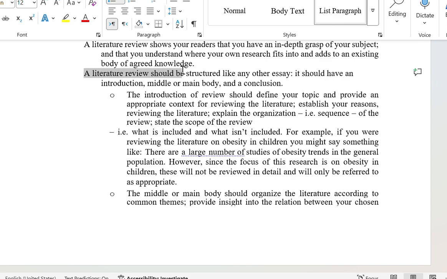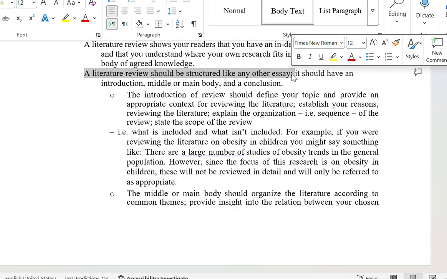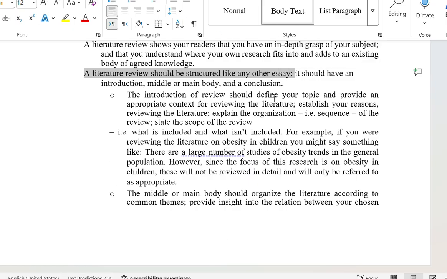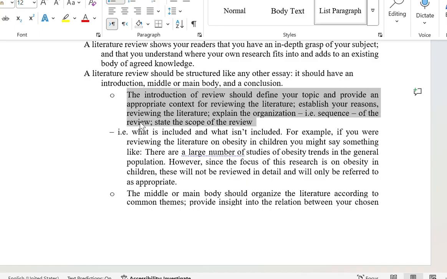So a good literature review is structured as an essay. Please give this whole text a read, okay? And you can highlight the important stuff for you. The introduction should be your topic, provide a review of the literature, establish your reason why you're doing this, and explain the organization, like sequence wise you have to mention the data.